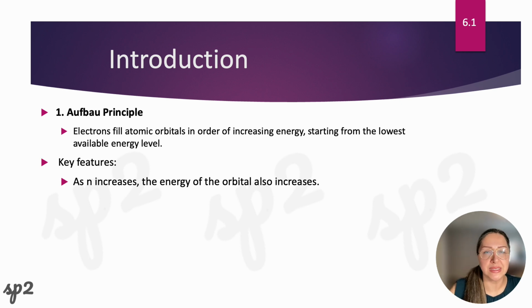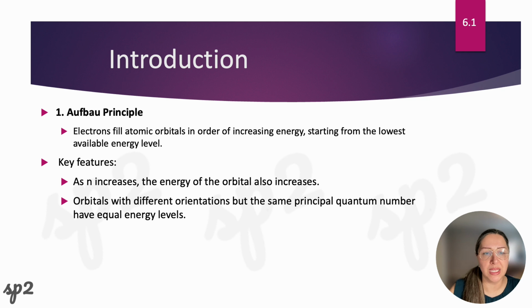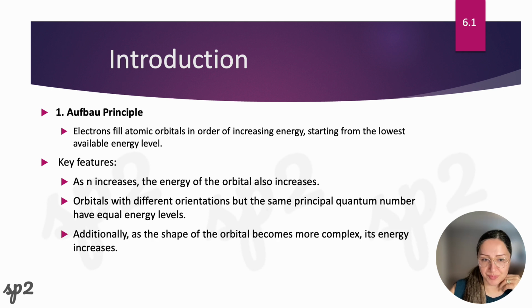The first one says as the n increases, the energy of the orbitals is going to increase, which makes sense. The second one is about having a bunch of different orbitals that have the same principal quantum number. If they have the same principal quantum number, which is the n, then they're going to have the same energy level. Additionally, as the shape of the orbital becomes more complicated, the energy of these orbitals is also going to increase. Okay, cool.